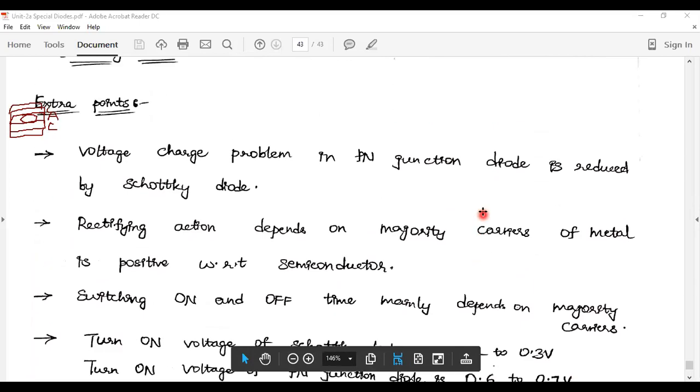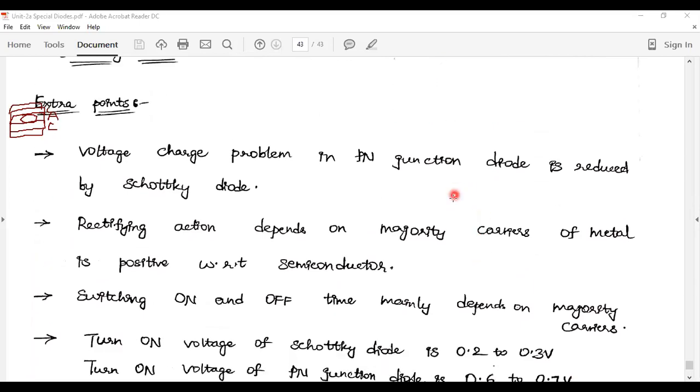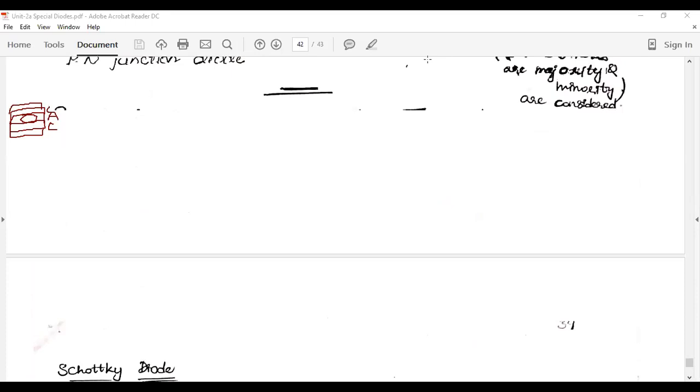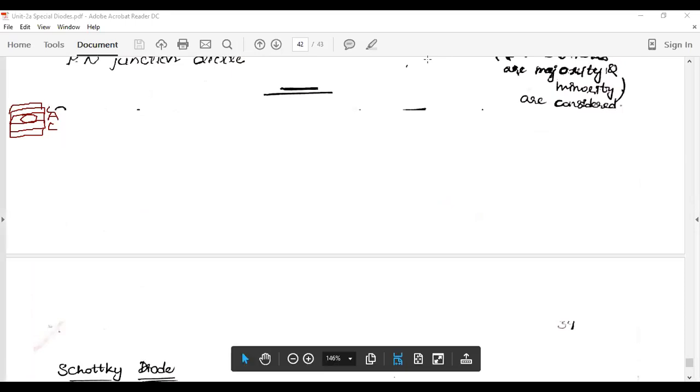That's it. By this we have completed the PN photodiode, PIN photodiode and Schottky diode. Please go through these topics again, and try to gain some knowledge upon all the topics here.